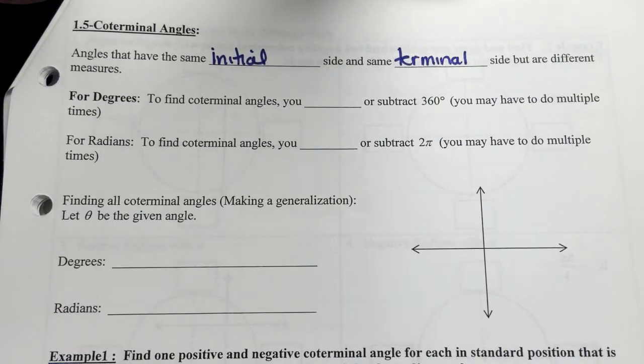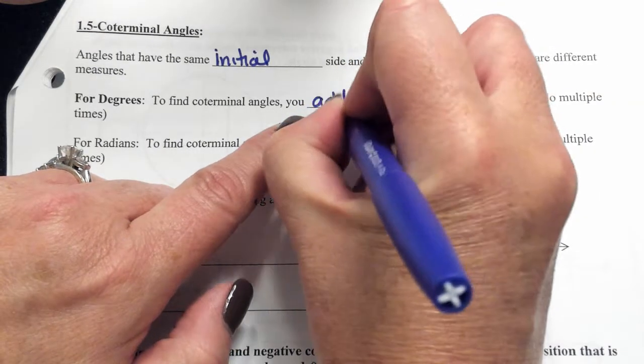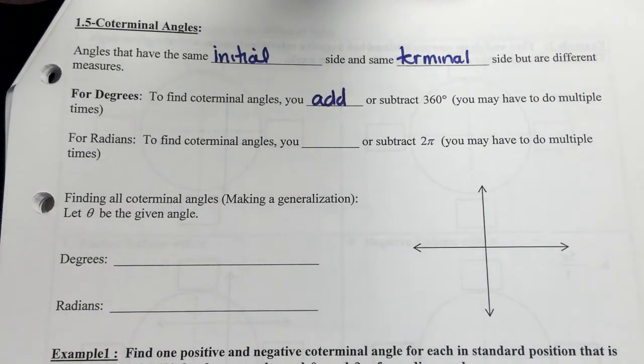But are different measures. 4 degrees. It's very simple to find coterminal angles. I kind of did that, or you probably thought in your mind what I was doing. You simply add or subtract 360 degrees. You can do this multiple times, like I did in that last example.